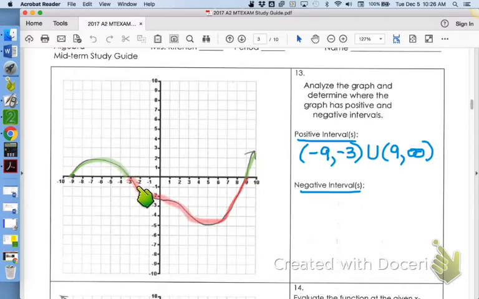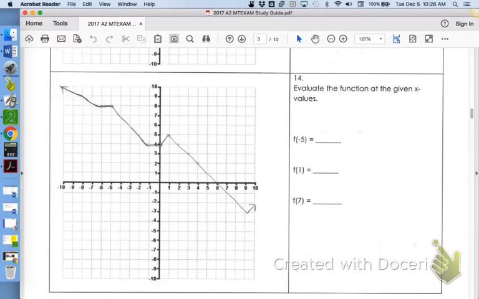And the negative intervals is where this lies below the x-axis. So again, we're starting here at -3 and traveling over here to 9. And again, we're using parentheses just simply because where it hits 0, 0 is neither positive or negative. So right there is where it's changing out. It's neither one.